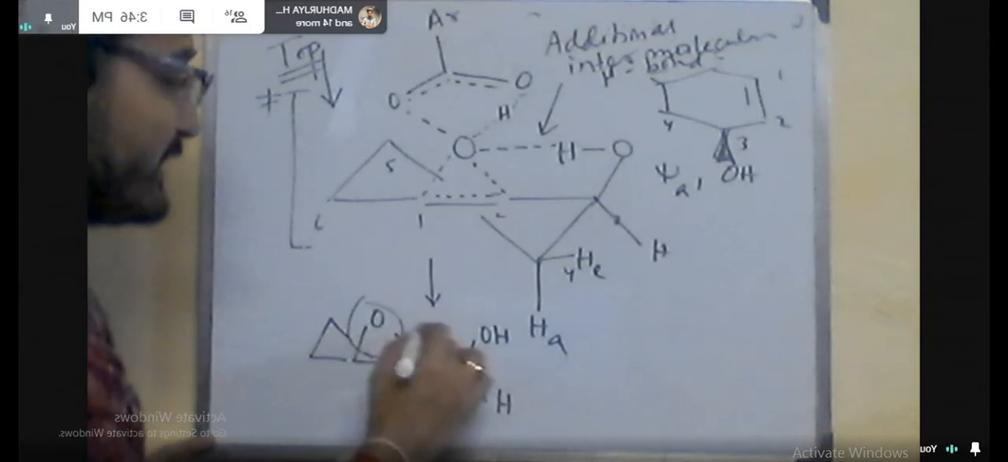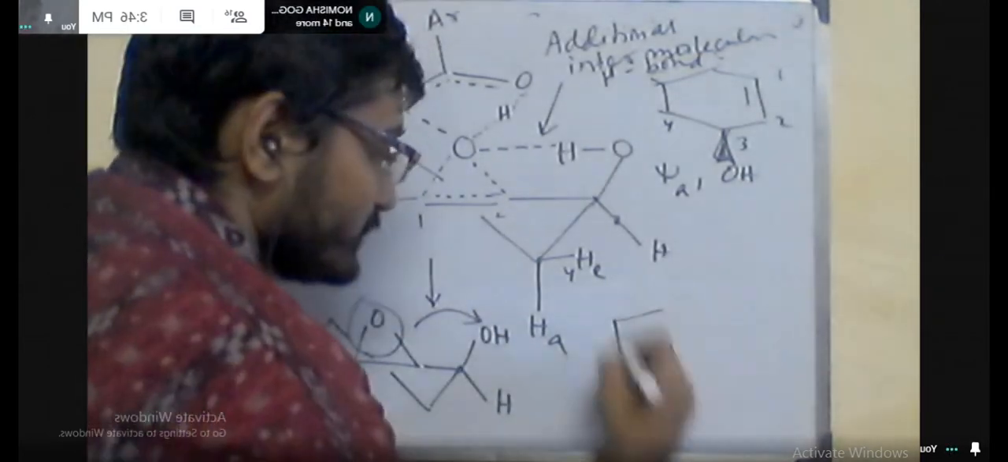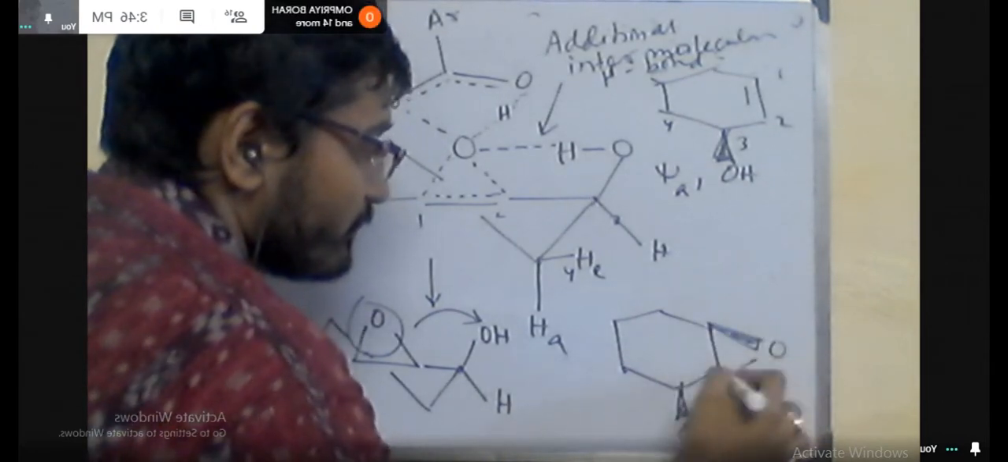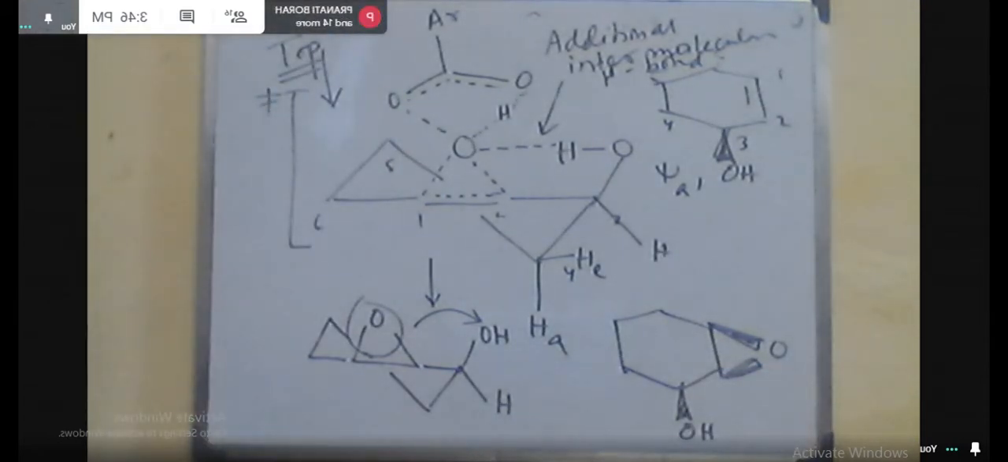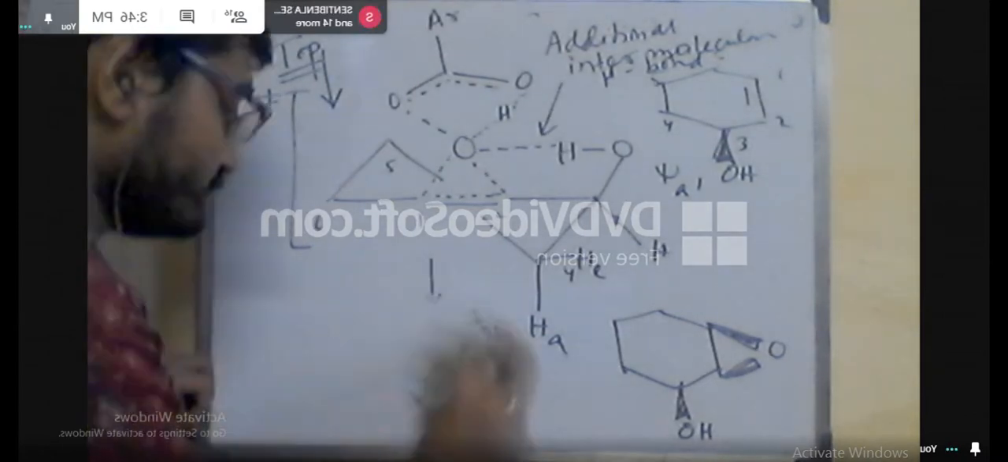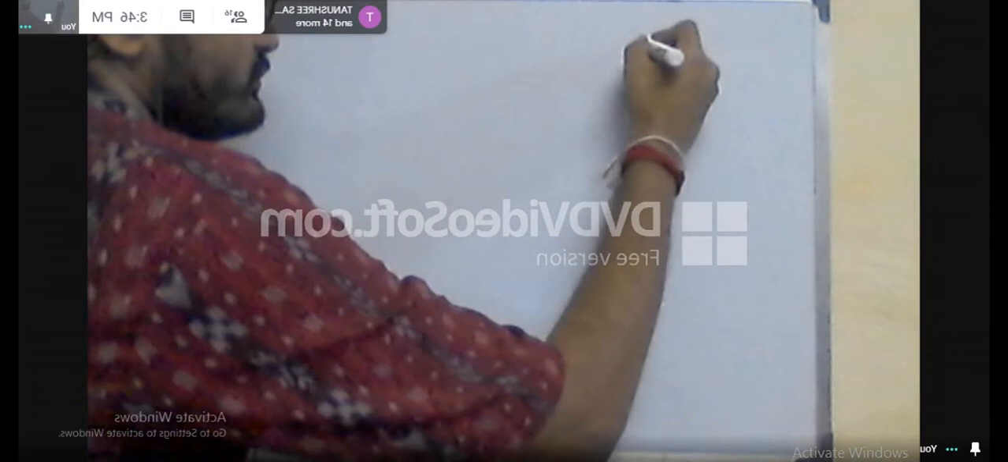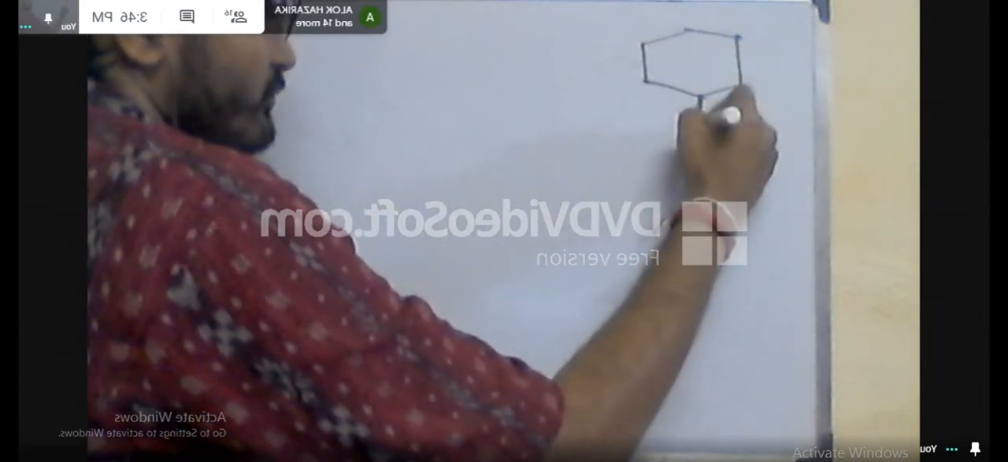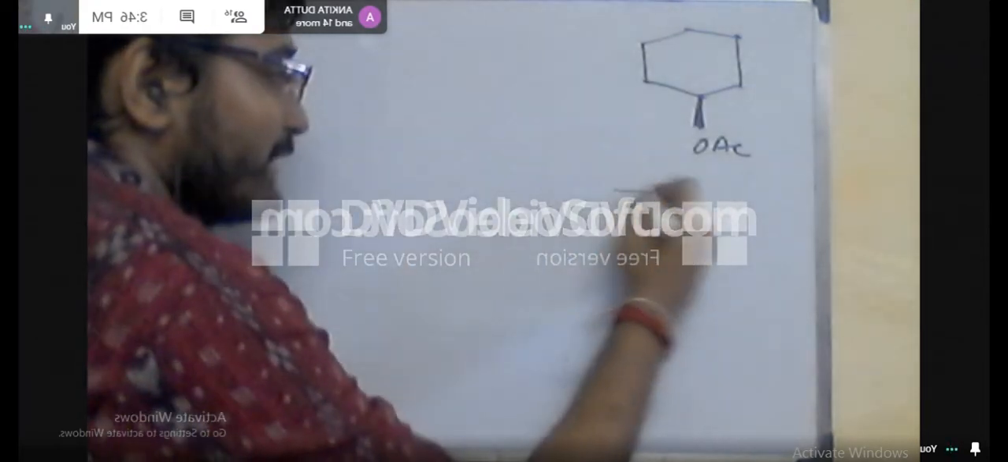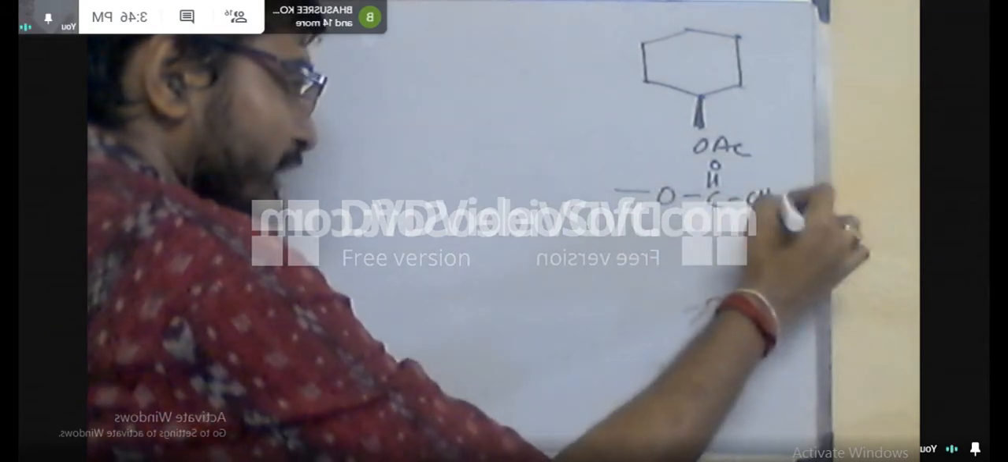Now what will be the scenario for the OAc group? In case of the OAc group, AC means the acetyl group, OCOCH3. There is no hydrogen attached to this electronegative oxygen. That means no question of intermolecular hydrogen bonding formation in the transition state. So electronic factor is absent. If the electronic factor is absent, then we will consider the steric factor.